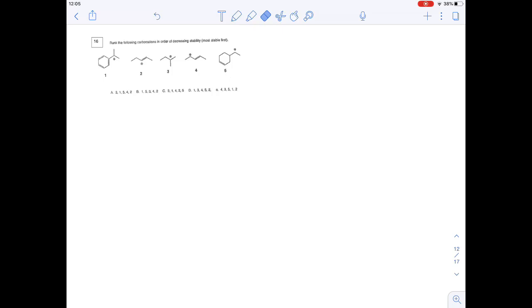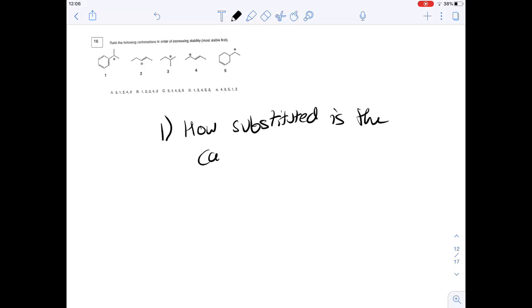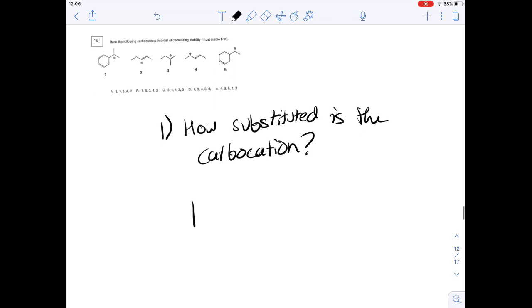So multiple choice 16 asks to rank the following carbocations in order of decreasing stability. That means the most stable is going to come first. Okay? So you guys should be very comfortable by now with ranking the stability of carbocations, but we're still going to go through the rules. And I actually think this question brings up a really interesting point with option number 2. Okay? So the very first thing you want to look at is how substituted is the carbocation.